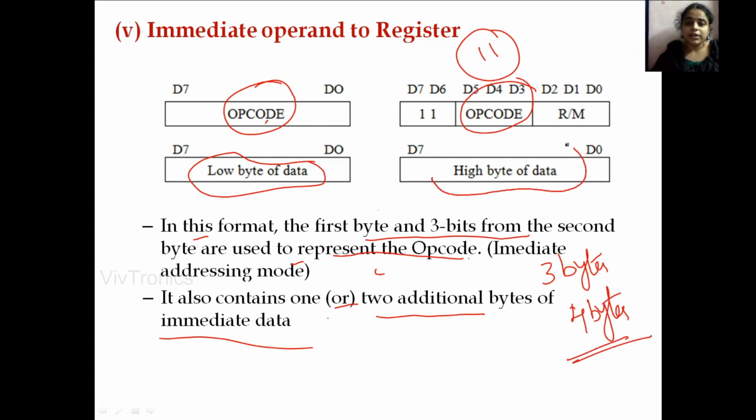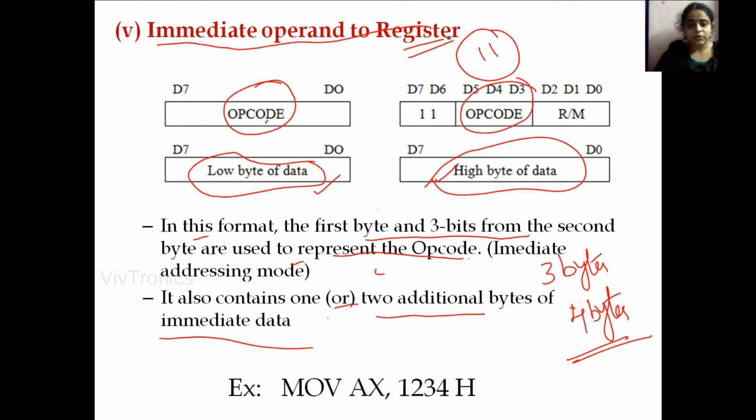This is the higher byte of data, this is the lower byte of data, and this is the higher byte of data. So this is the immediate operand to register instruction format, and the example for this is MOV AX, 1234.